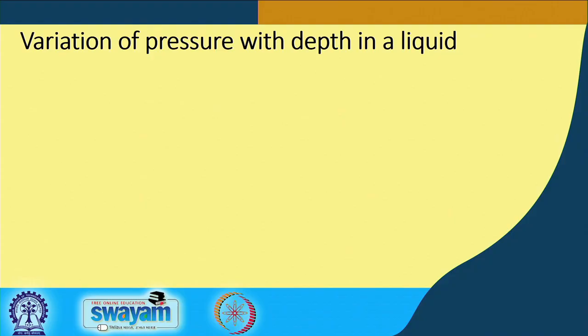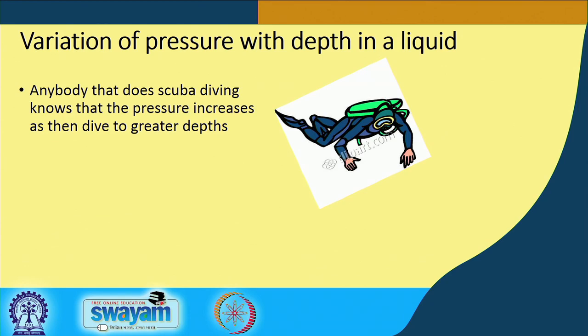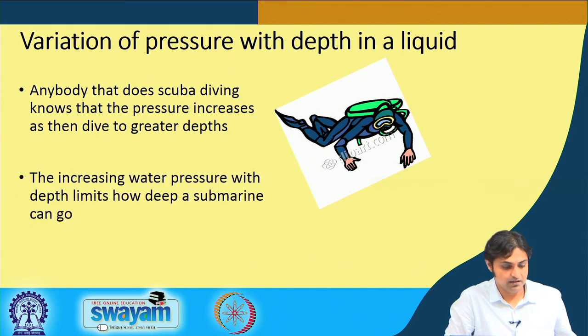one of the most important questions is the variation of pressure with depth in a liquid. How does the pressure vary? To give you a real feel, has any one of you done scuba diving? You will observe that the pressure increases as you go down. Compared to the upper surface, at the lower depths the pressure will increase. The increasing water pressure with depth limits how deep a submarine can go. These are two classical examples of the variation of pressure with depth in a liquid.